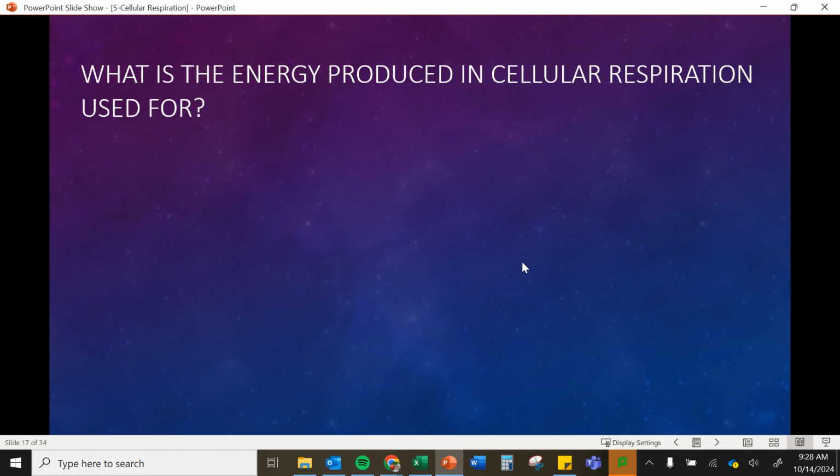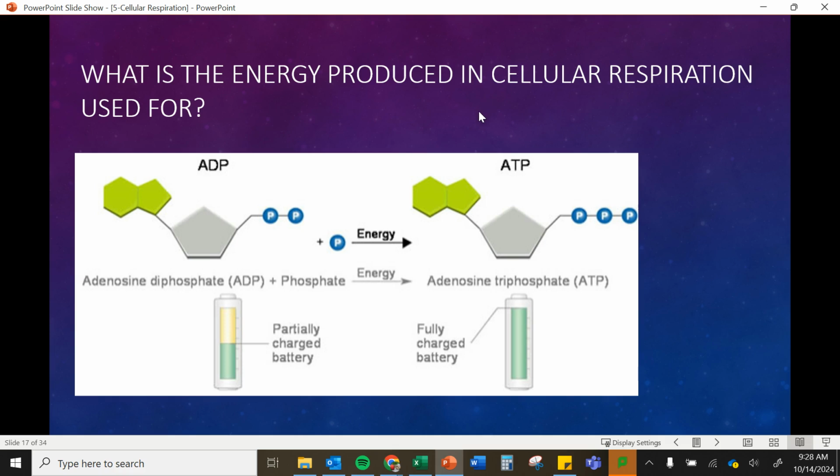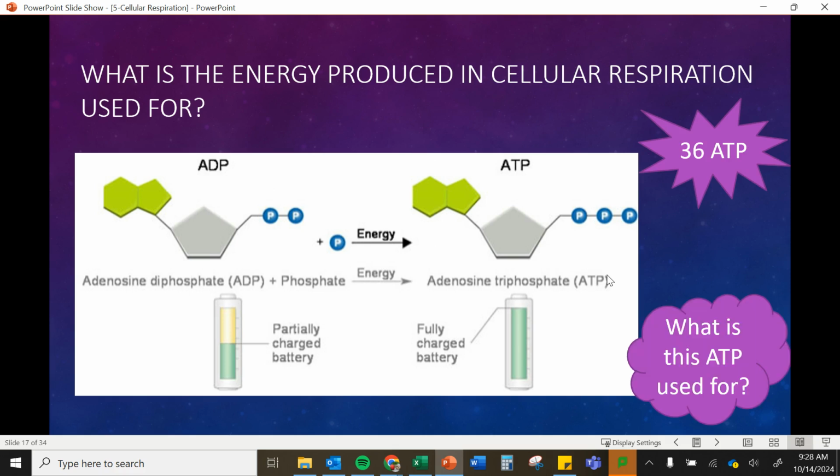Okay, so what is the energy produced in cellular respiration used for? It is used to create ATP that can be used to fuel all sorts of things around the cell. And actually it makes like 36 ATP. And that ATP is used for all sorts of things, for creating different organelles, to just cellular functioning, to fueling active transport. All sorts of things require ATP.